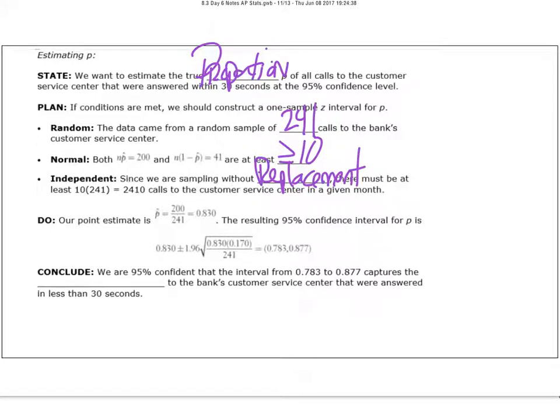So in the do portion, they computed their p-hat from their sample, and they got this resulting confidence interval. So therefore, they can conclude that they're 95% confident that the interval from 0.78 to 0.877 captures the actual proportion of calls to the bank's customer service center that were answered in less than 30 seconds.